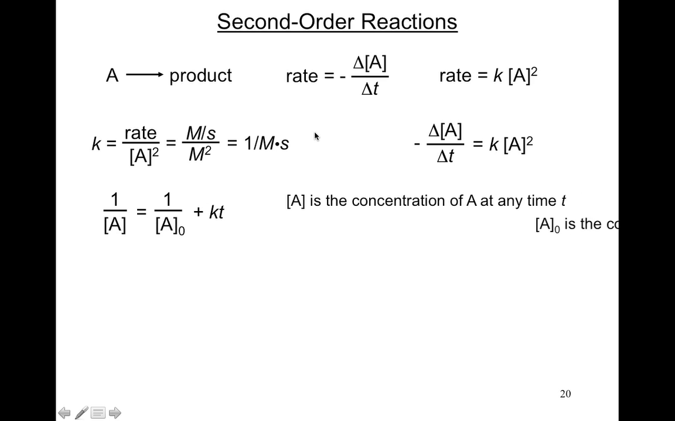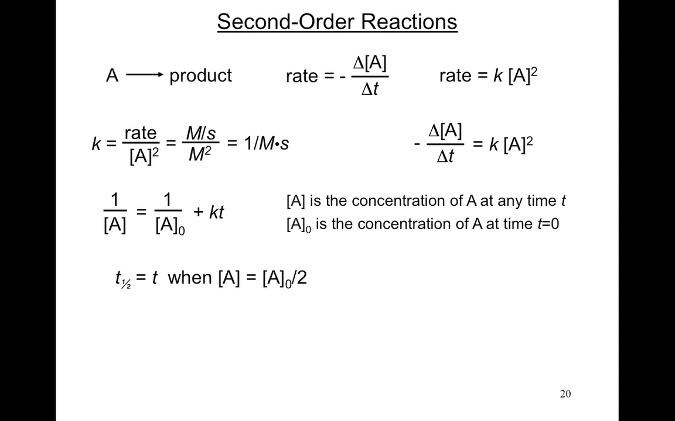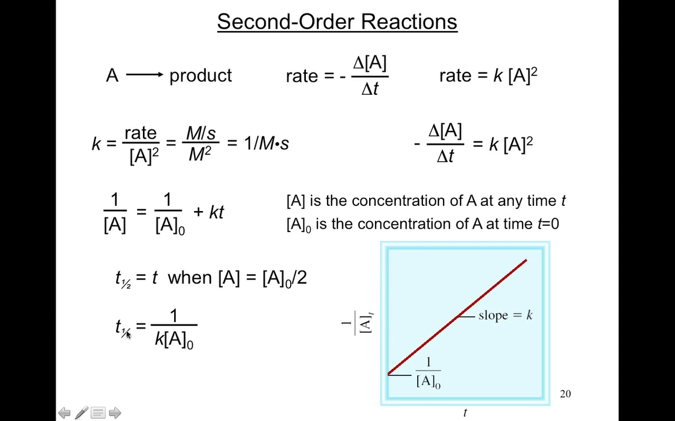And so again, we've got to make sure we're using the right equation. For half-life, it will look like this: t1/2 is 1 over k[A]0, where [A]0 is the A that we're starting with. And this graph shows us that the slope here is equal to k, our constant.